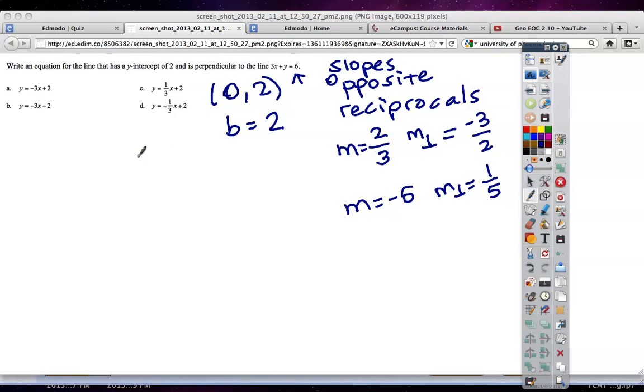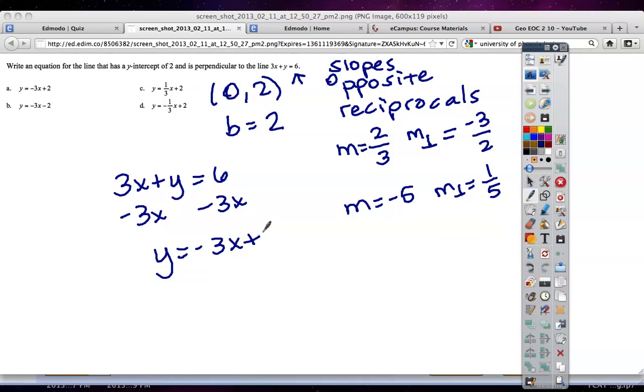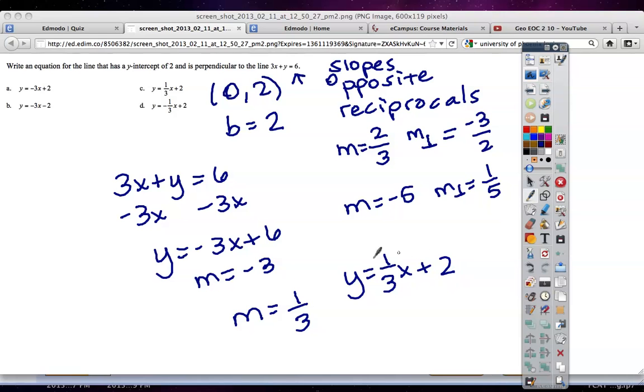So I have to find the slope of this line. I can find that from the equation by putting this equation into slope-intercept form. Because I have 1 as a coefficient of y, it's easy to find that my slope of this line is -3. That means I need a perpendicular slope, which would be +1/3. Now that I have my slope and my y-intercept, I can put it in slope-intercept form. And that's my answer. C is the correct answer.